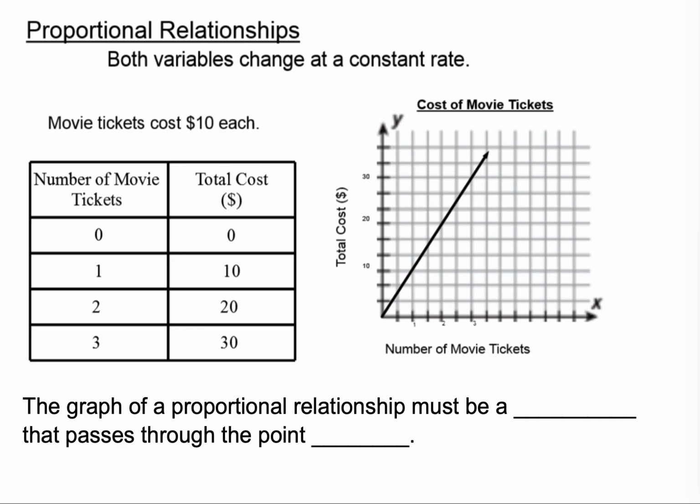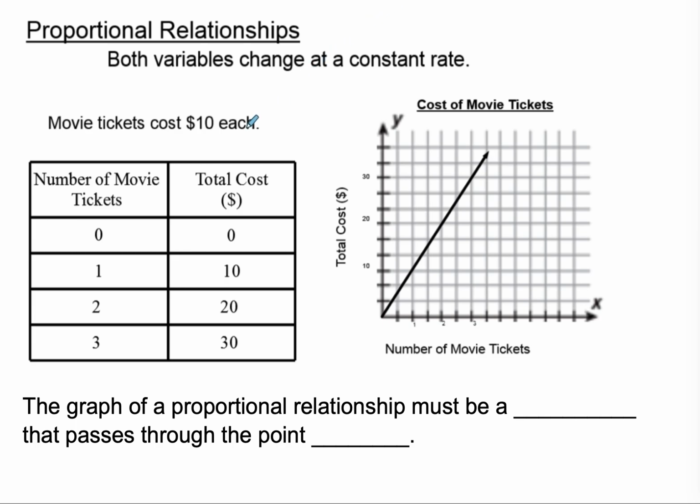There are several different ways we're going to be looking at proportional relationships today and in this chapter as well. So this is how proportional relationships look on both a table and on a graph. If a relationship is proportional, that means both variables change at a constant rate. There's some sort of multiplication pattern that's occurring in a proportional relationship.